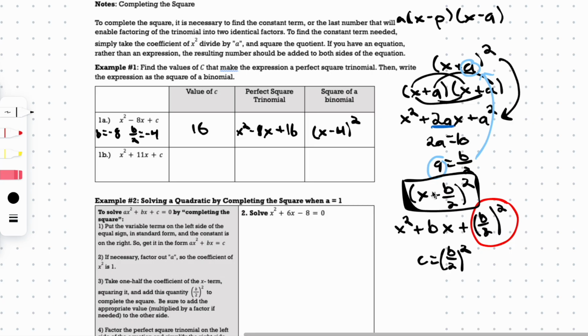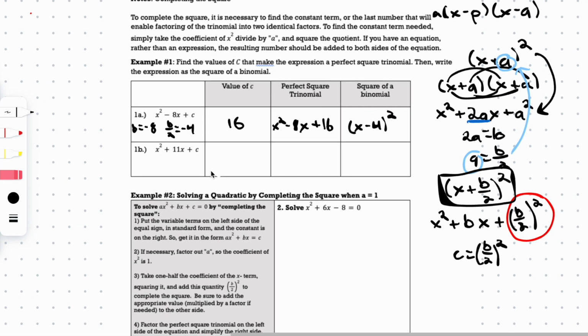Okay, so again, we want to find the value of b over 2. First of all, our b value in this case is 11. I'm going to write this off to the side. b equals 11. So b over 2 equals 5.5. So our value of c is going to be b over 2 squared. So that means 5.5 squared. Now I'm actually going to say this is 11 over 2.